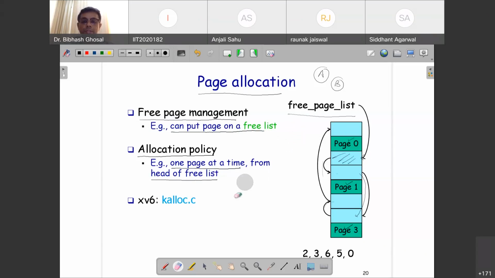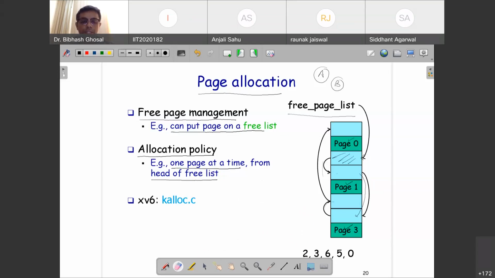Or maybe let's put it in this way. Suppose the head is currently X and X is pointing to Y. So after X is allocated, the head will be updated to Y. That's what it is. So this is the way the allocation is done.